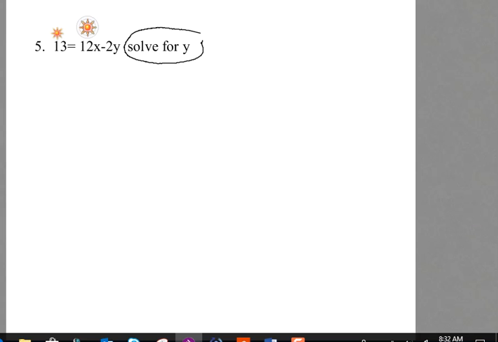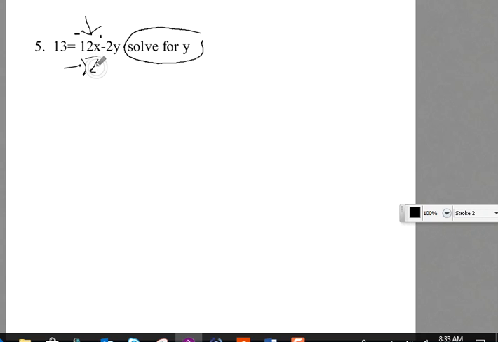We have 13 equals 12 times x minus 2 times y. So in order for the y to be alone, we're going to have to first get rid of the 12x. Then we're going to have to get rid of the multiplication of negative 2. Those are the two things that we need to get rid of in order for y to be by itself. So first thing that we do is get rid of the 12x.